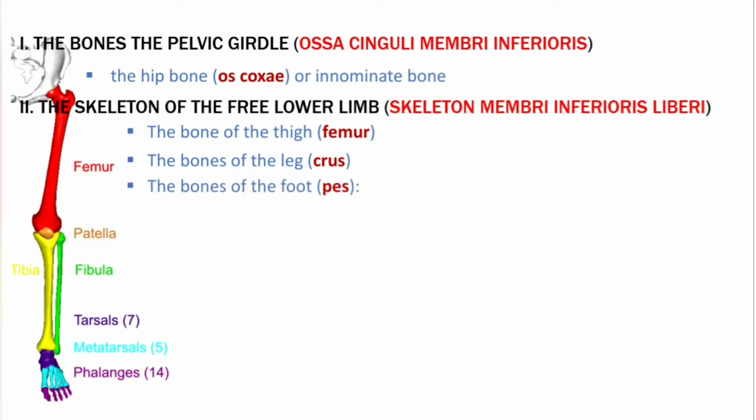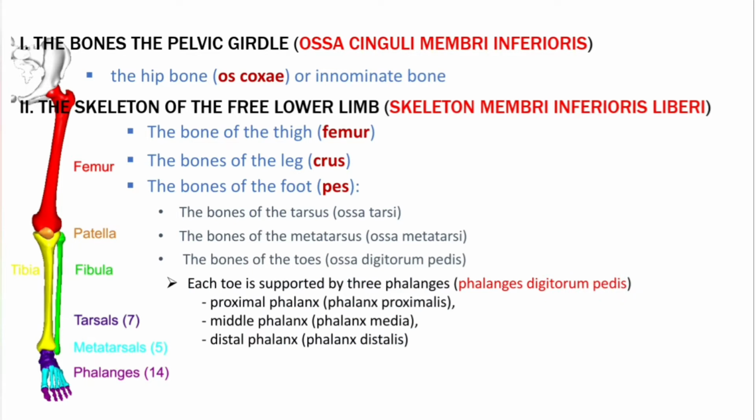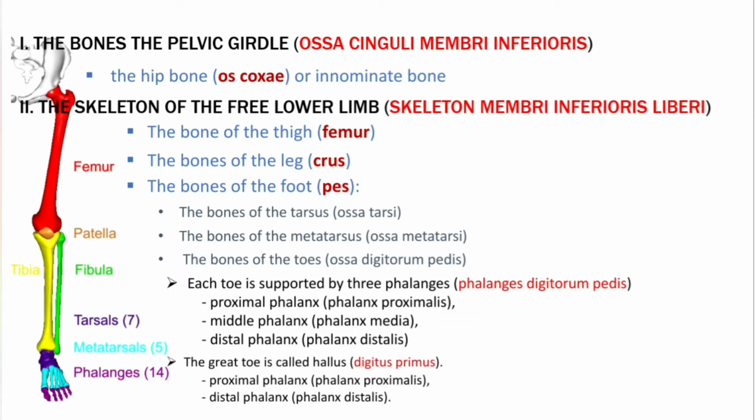Bones of the foot, also known as pes, include the tarsals, ossa tarsi, the metatarsals, ossa metatarsi, and the bones of the toes, ossa digitorum pedis. Each toe will have three phalanges mainly, phalanges digitorum pedis: proximal, middle, and distal. That's in general. But the first one, the great toe, is called hallux. This one has only a proximal phalanx and a distal phalanx.